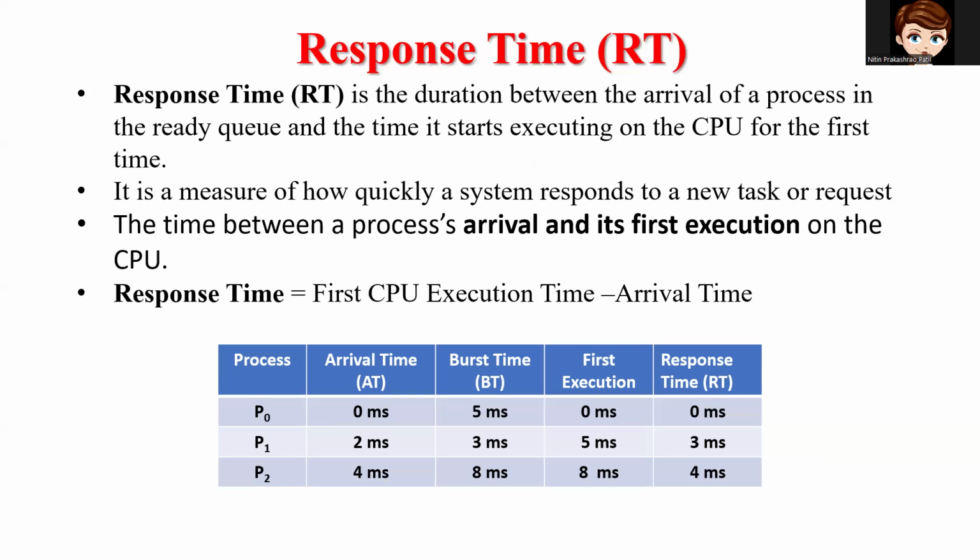Before P0 finished, but as P1 started already, P1 would be finishing, considering its burst time, at 8 milliseconds. That's why P2 would be given a chance to first start its execution at 8 milliseconds. That's why their first execution timings would be 0, 5, and 8 respectively. So ultimately now we have to compute response time. Response time would be first CPU execution time minus arrival time. So here 0 minus 0 is 0, 5 minus 2 is 3, and 8 minus 4 is 4. So these are the response times respectively. Even if you want, you can compute average response time.